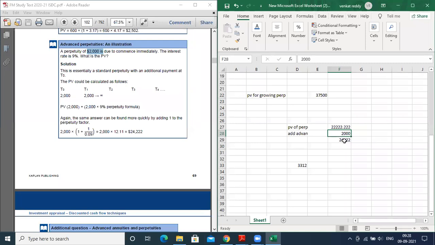Any query on this? Because these are Section A MCQs, we can expect a query on this. In the exam they will be providing the annuity table and the present value table. Don't worry about it. In the FM paper you will be getting that.